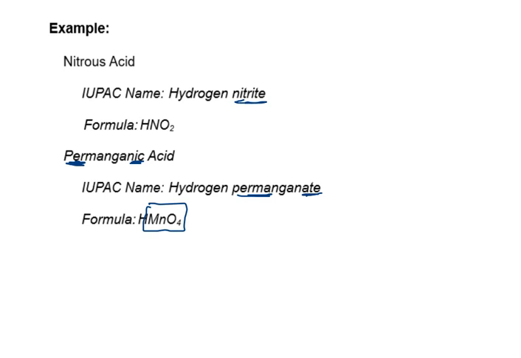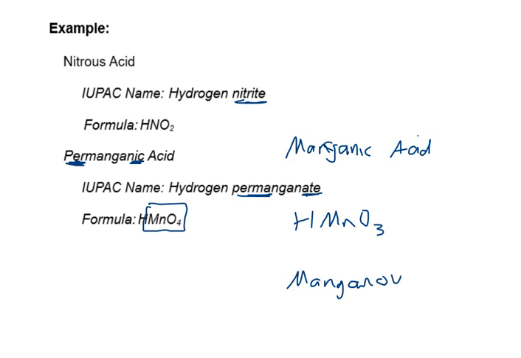So that's permanganic acid. What would just good old manganic acid be? Well, it would still be H, and it would be Mn, but rather than being O4, it would be O3. What would manganous acid be? Drop it down one more. Now it would be HMnO2. And if I wanted it to be hypomanganous acid, you just take that one away.